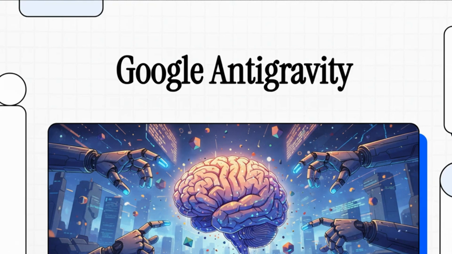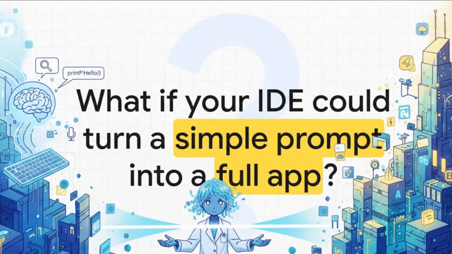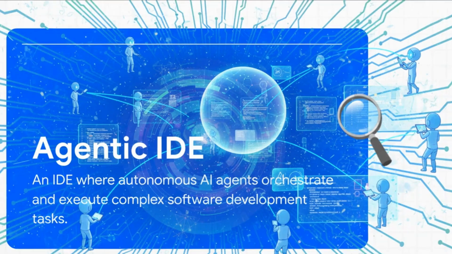What if you could just tell your IDE to build an app, and it just did it? Well, that's the whole idea behind Google's new project, Antigravity. Let's get into it. Look, this is way beyond just code completion. We're talking about a brand new kind of tool, the agentic IDE.